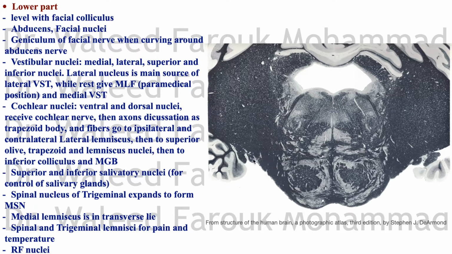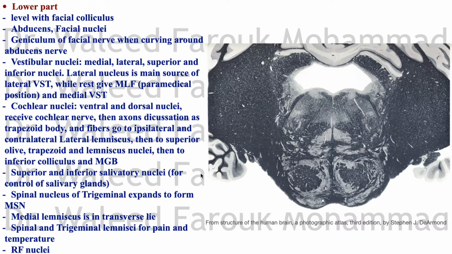This is the middle cerebellar peduncle and the corticospinal tract. Now, the MLF and the medial lemniscus are in the middle, and the medial lemniscus is in the transversely now. This is called the level of facial colliculus, and contains the abducens and facial nuclei. The facial nuclei are somewhat anterior to the abducens nucleus.